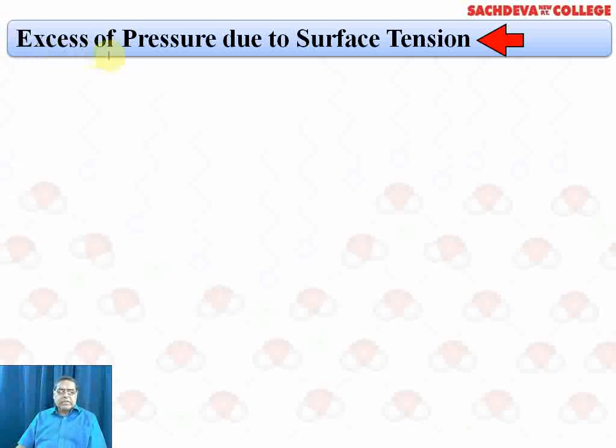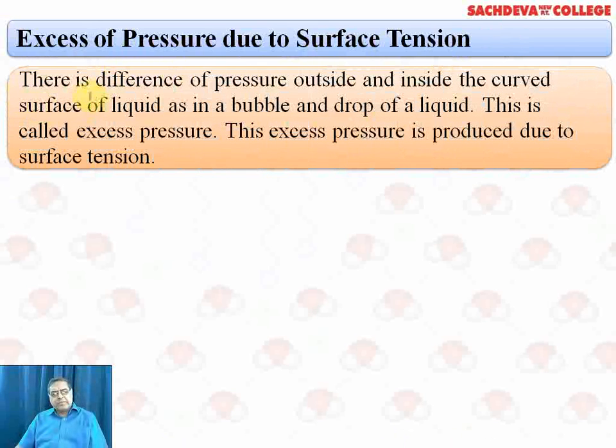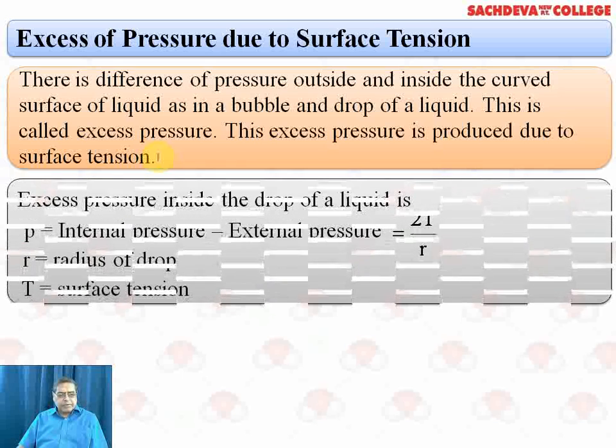Now we have to just undergo the excess of pressure or decrease in pressure due to surface tension. So first is the excess of pressure. There is a difference of pressure outside and inside the curved surface of the liquid, as in a bubble and a drop of the liquid. This is called excess pressure. This excess pressure is produced due to surface tension. So what is the cause of the excess pressure? It is surface tension, that is force per unit length or the stretching property of the liquid.